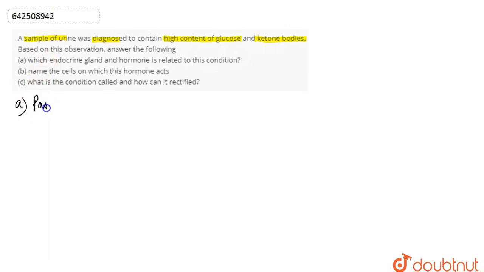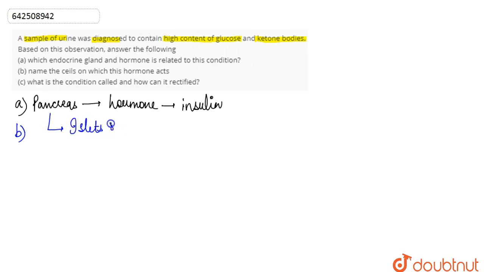So basically, the pancreas is associated with this condition, and the related hormone is insulin. Now the next question is, name the cells on which this hormone acts. The pancreas consists of the islets of Langerhans.